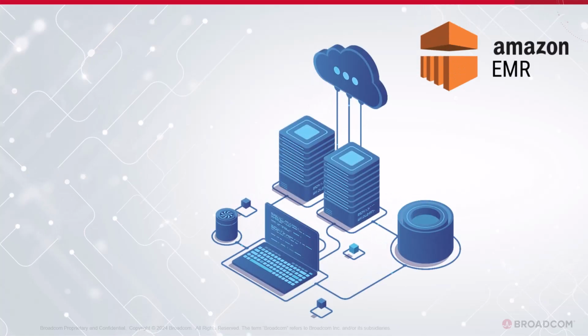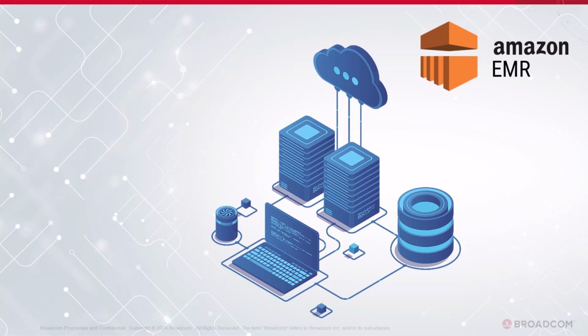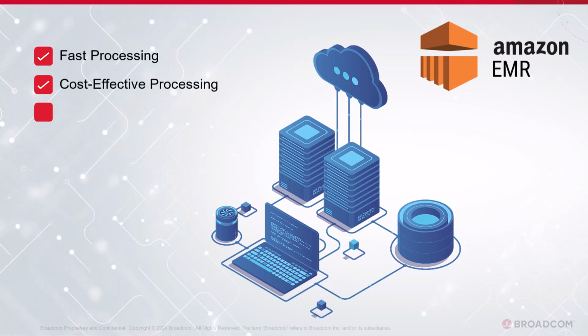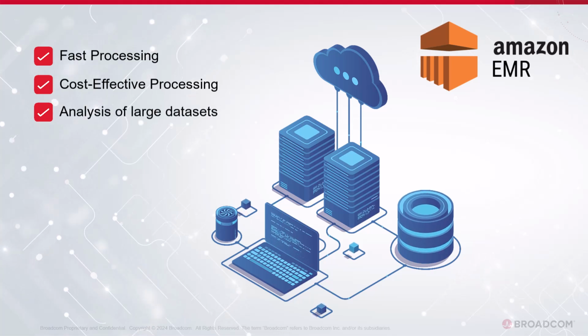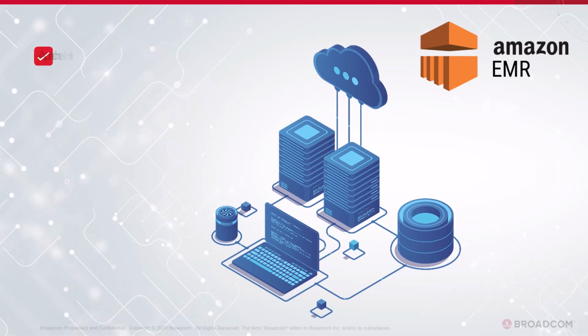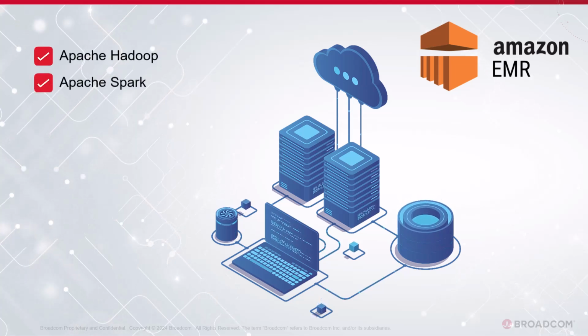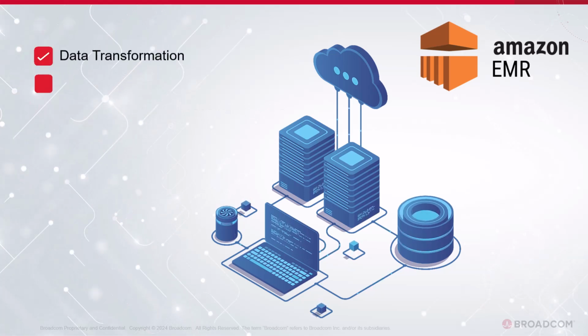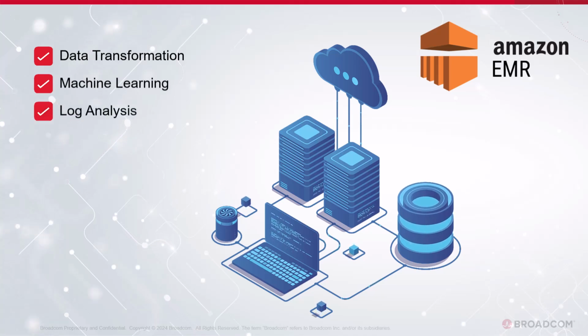Amazon Elastic MapReduce, AWS EMR, is a fully managed cluster platform that enables fast, cost-effective processing and analysis of large datasets. It streamlines the use of popular big data frameworks like Apache Hadoop and Apache Spark, as well as other distributed processing engines, making it a reliable choice for tasks such as data transformation, machine learning, log analysis, and web indexing.